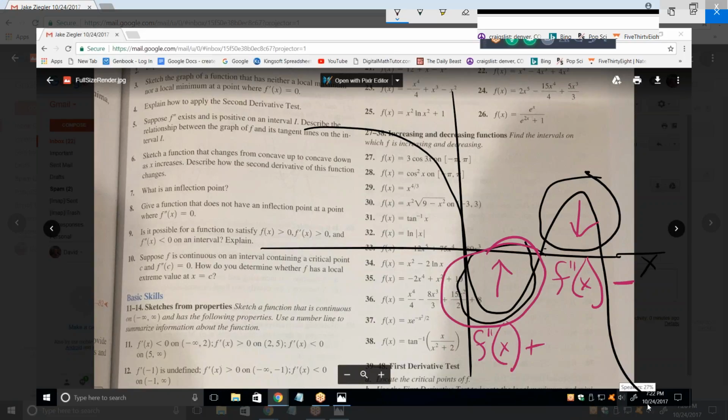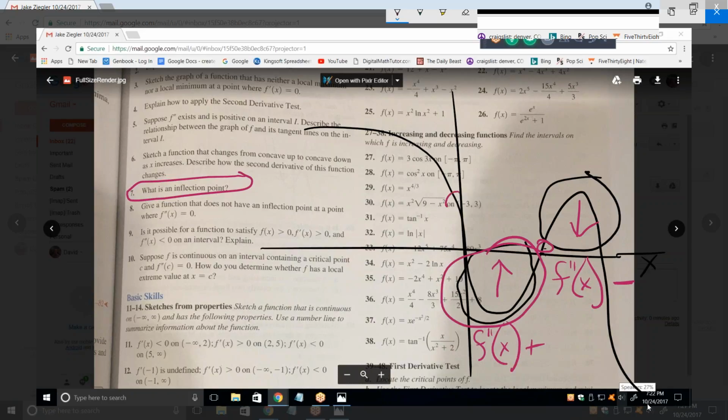Well, it's in between both of the concaves. So it's where concavity changes. It can't just be between two concavity ups. It's got to be between where it goes from up to down or down to up. That's where an inflection point is, right there.